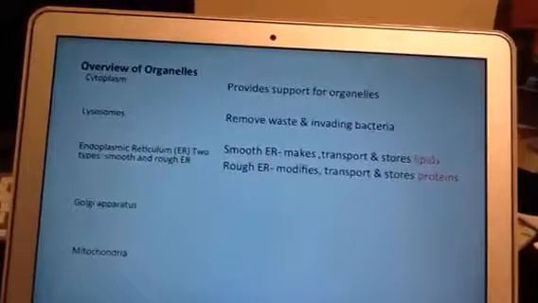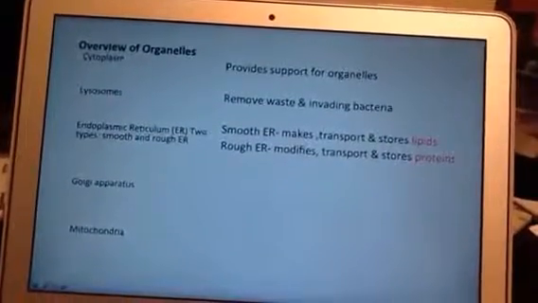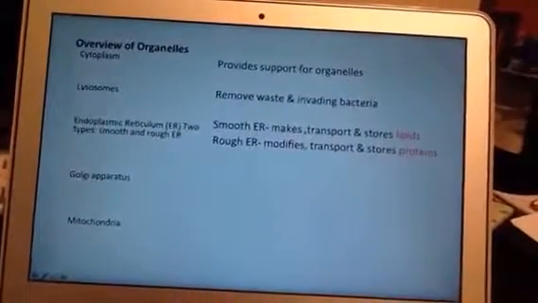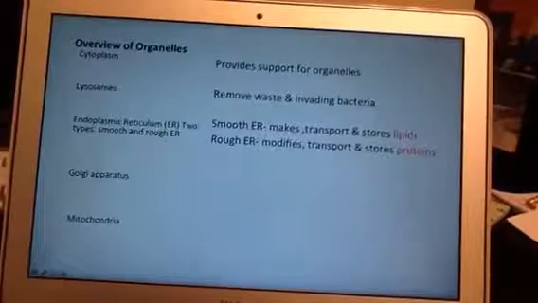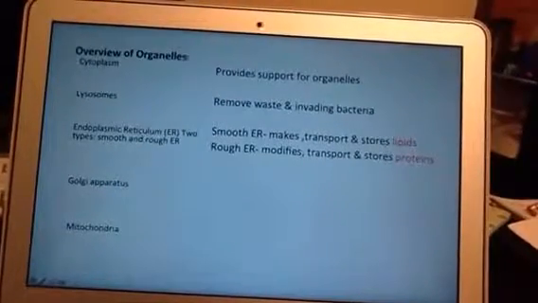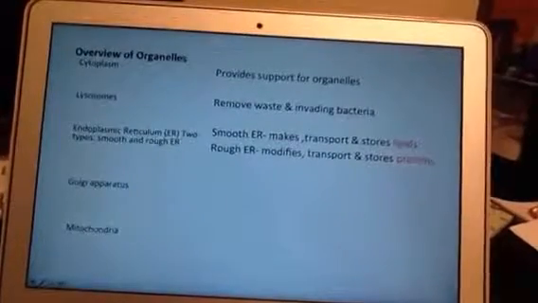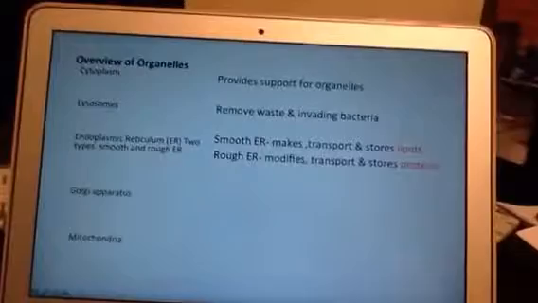Then we have the endoplasmic reticulum, which has two types. We have the smooth endoplasmic reticulum, which makes, transports, and stores lipids. And then we have the rough endoplasmic reticulum, which modifies, transports, and stores proteins.